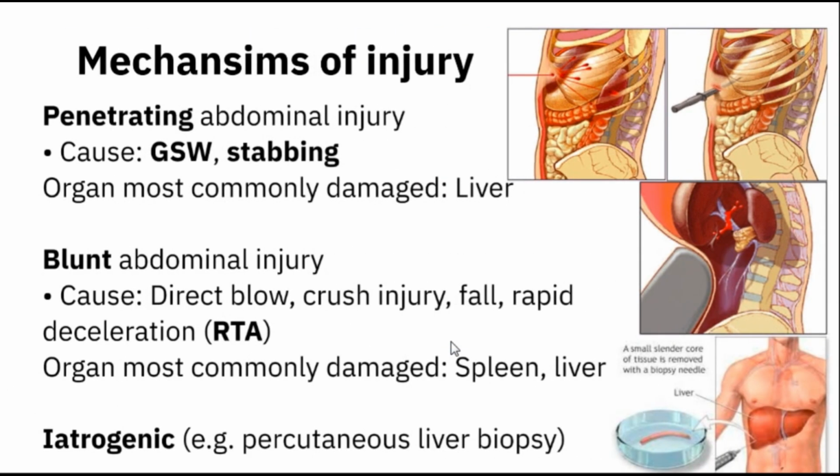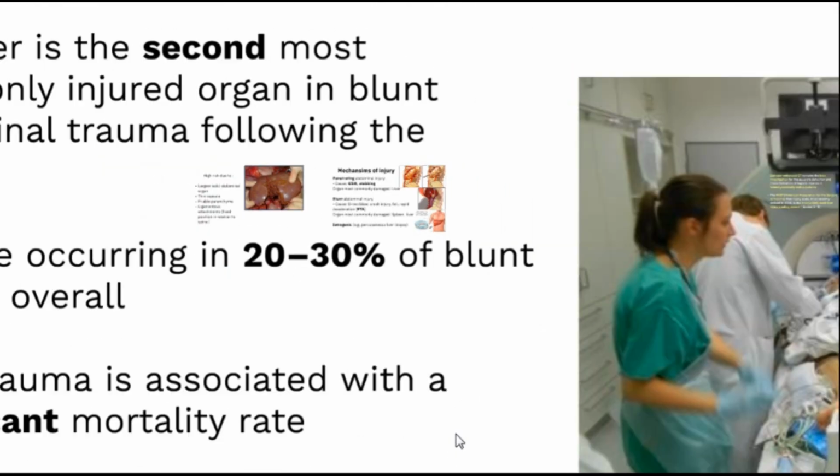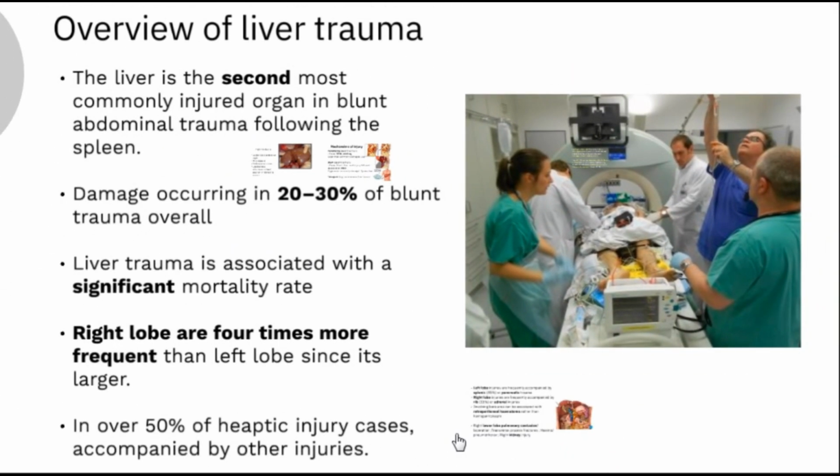And in general, when we talk about the mechanisms of trauma, we know that we have blunt trauma and penetrating abdominal trauma. Blunt, for example, like motor vehicle accidents, and penetrating like gunshot wounds or stabbings. And of course it could also be iatrogenic, either when you do colonoscopy at the hepatic flexure, or when you do a percutaneous liver biopsy. These could all be causes of liver trauma.